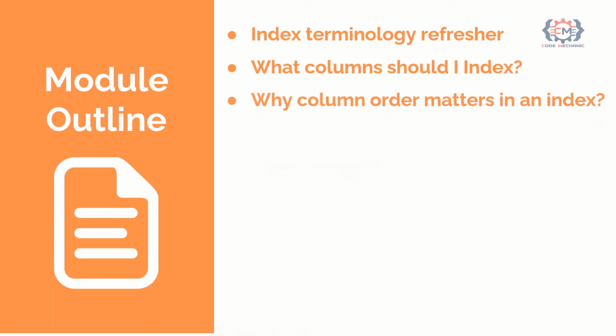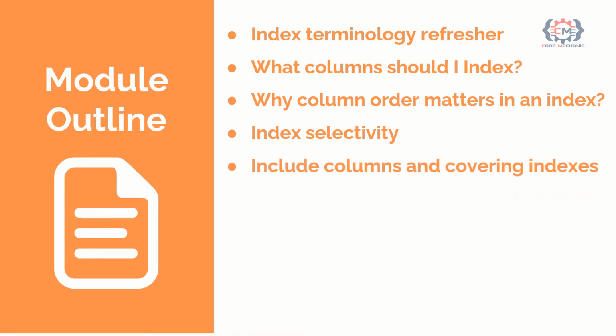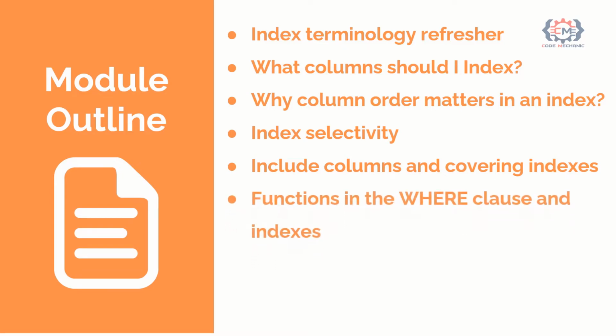Second, we will discuss what columns in your database you want to create indexes on and why. Then we are going to turn our attention to two characteristics you need to pay attention to in order to make sure that your indexes are effective. And those are the order of the columns in the index and the selectivity of your indexes. We will move on and talk about covering indexes and include columns and when those are useful. And then we will discuss the effect of using a function in your where clause and how this affects if SQL Server can use an index for your statement.